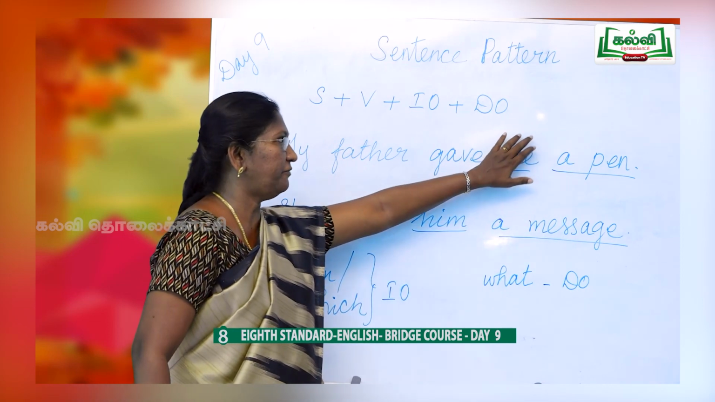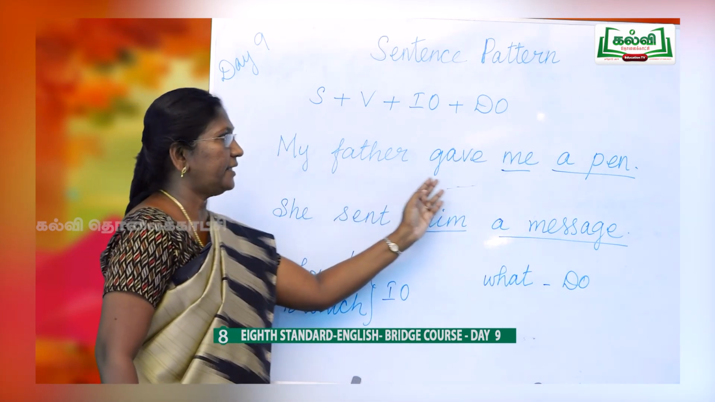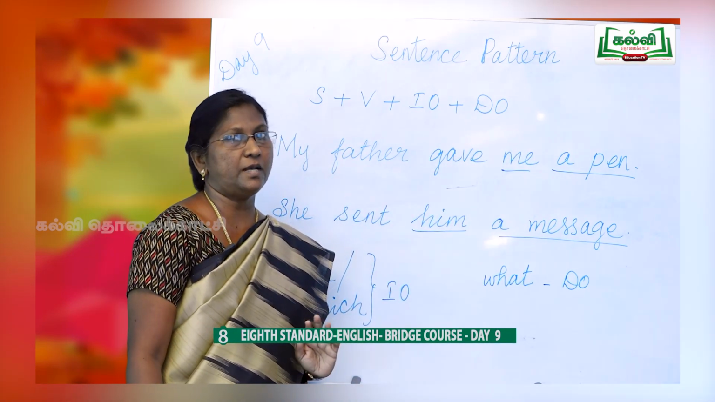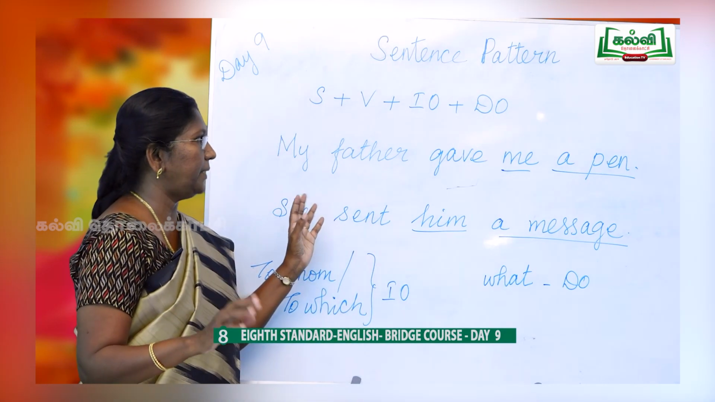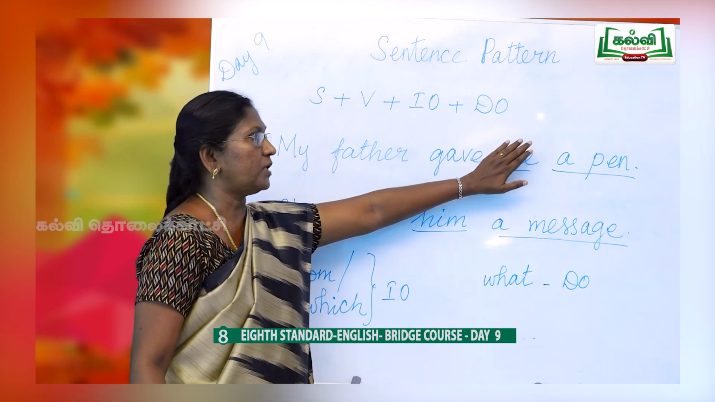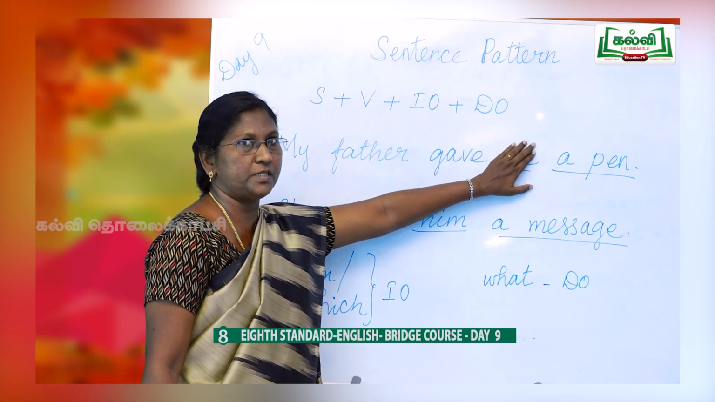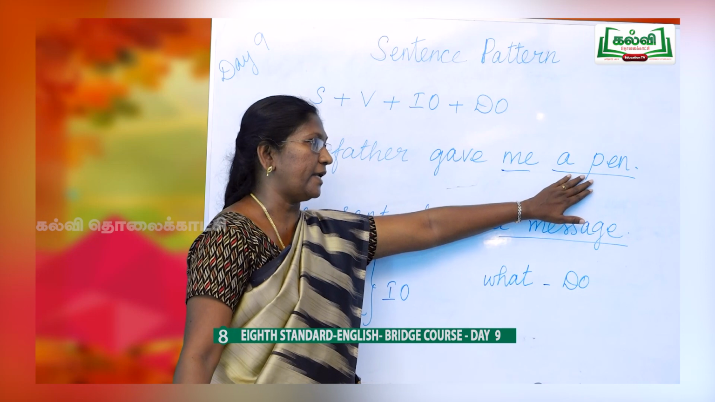Here we shall leave this part. My father gave a pen. Now the sentence is complete. My father gave a pen. So the sentence is complete without this part. So now this part is the indirect object and this part is the direct object.